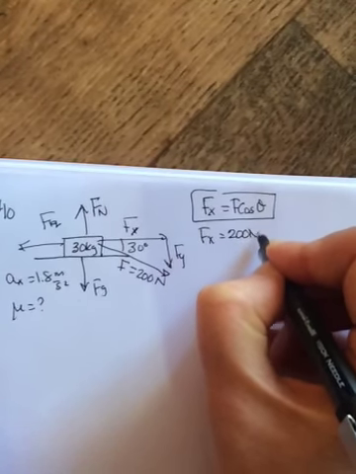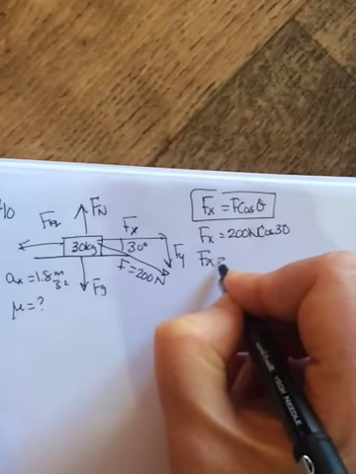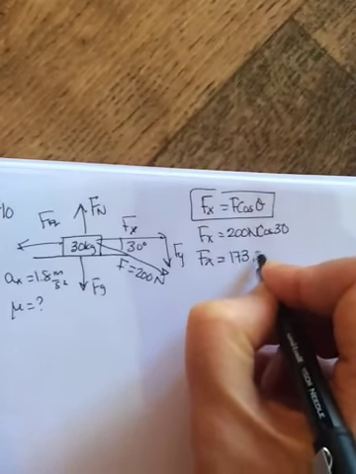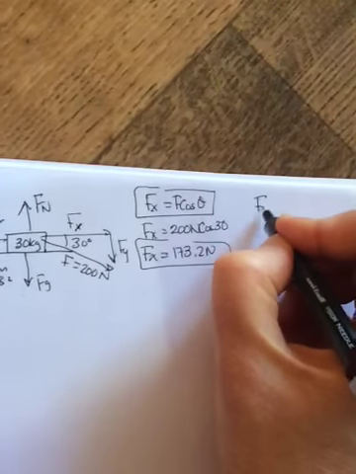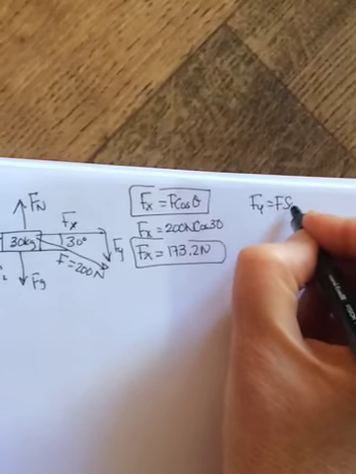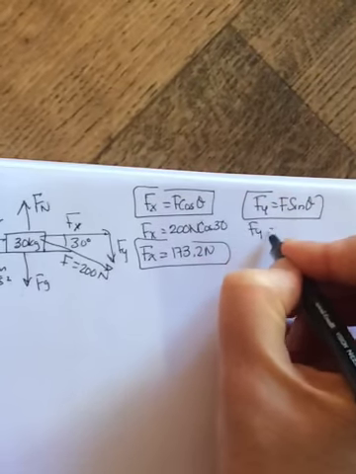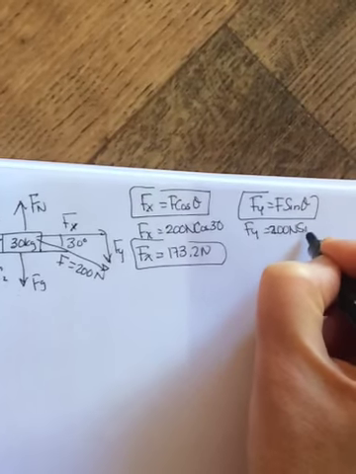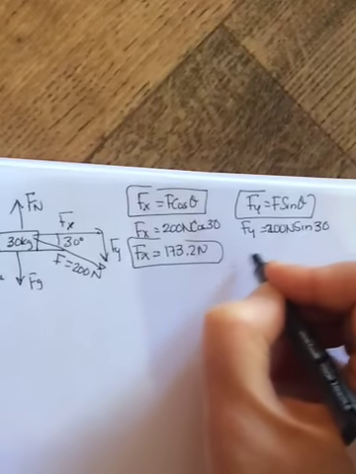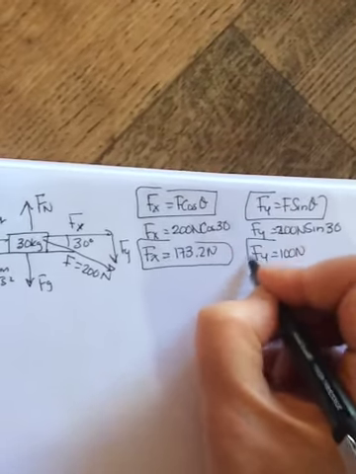So 200 newtons cos of 30. And if you do this, you get an Fx of 173.2 newtons. Y direction should be sine theta, so F sine theta, or 200 newtons sine of 30, which gives you 100 newtons.